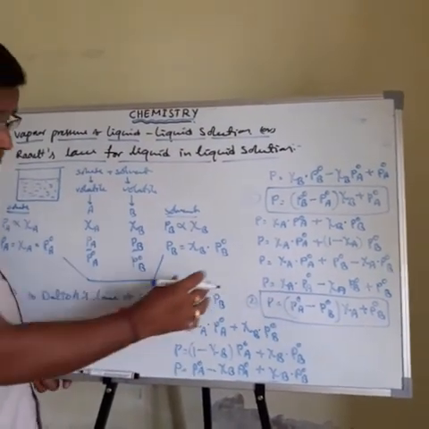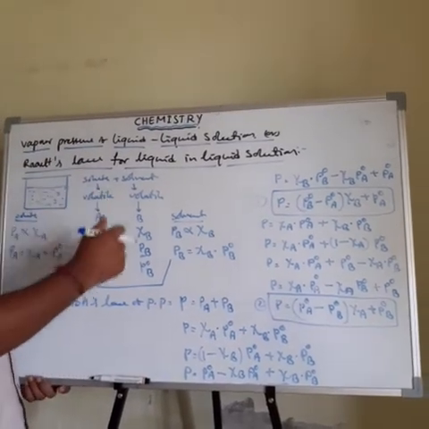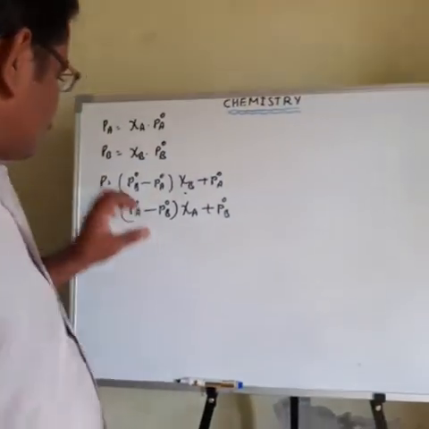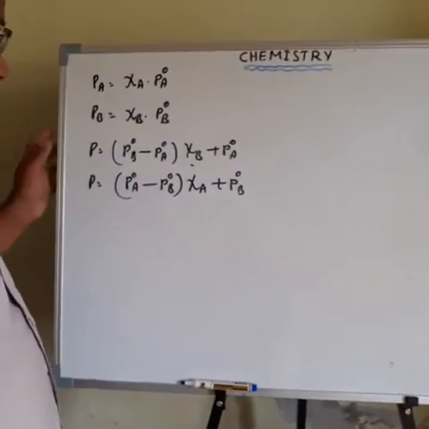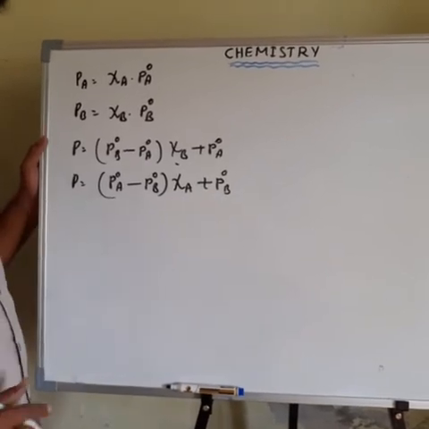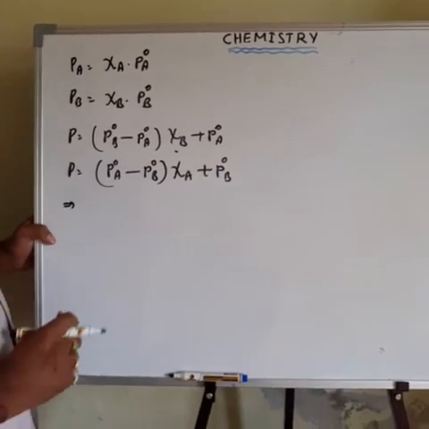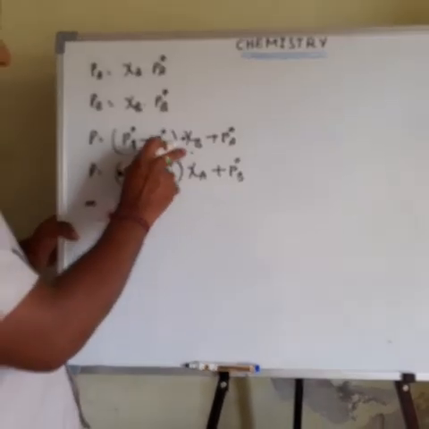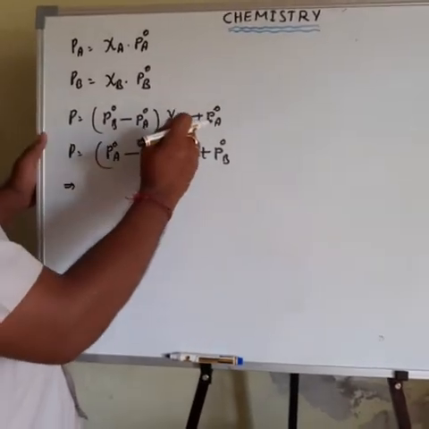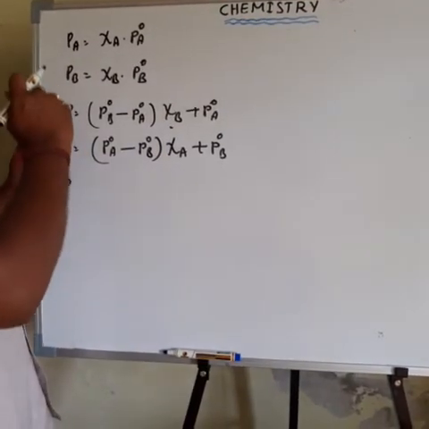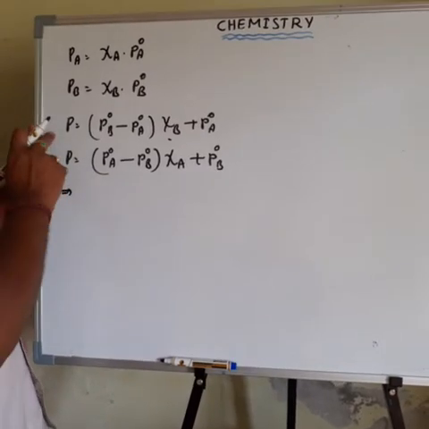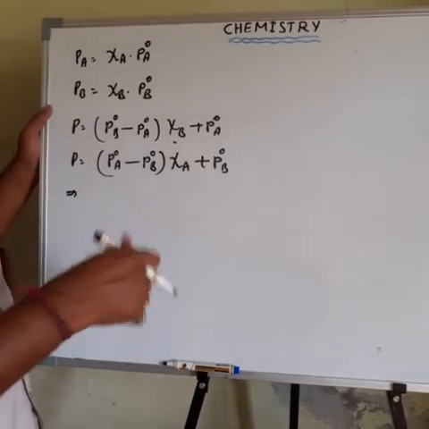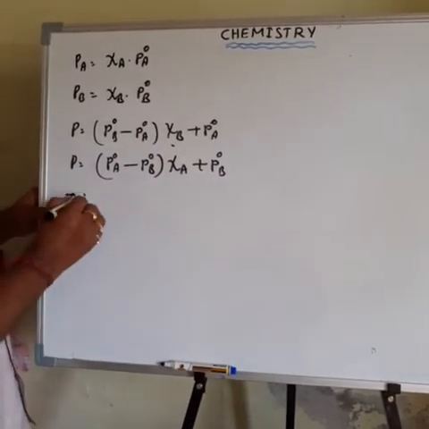Then next, by using this, I will draw the graph. Next, from this equation, the following conclusions are obtained. Point number 1: the total pressure over the solution depends on the mole fraction of any one of the components. It means that when the mole fraction of the component increases, the total pressure of the solution increases. That's why the total pressure over the solution depends on the mole fraction of any one of the components, either solute or solvent.